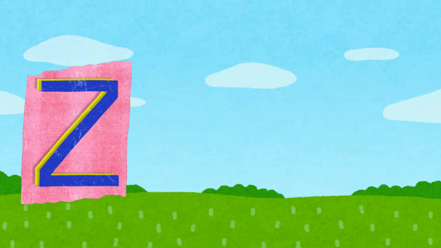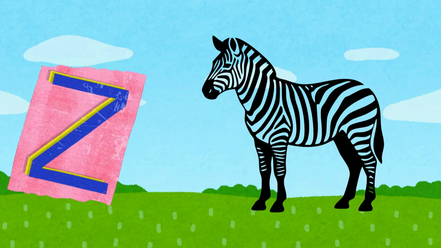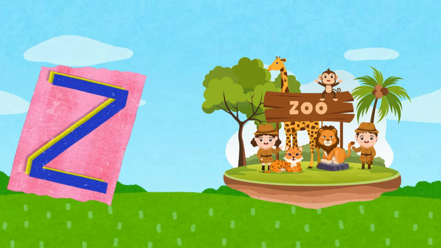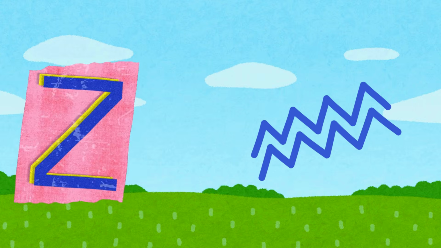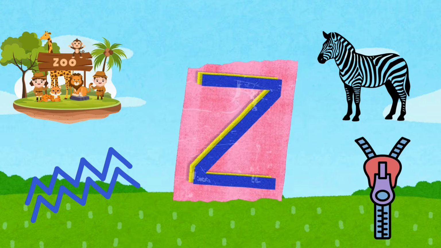Z. Z for zebra. Z for zoo. Z for jeep. Z for zigzag. Hooray! That's Z.